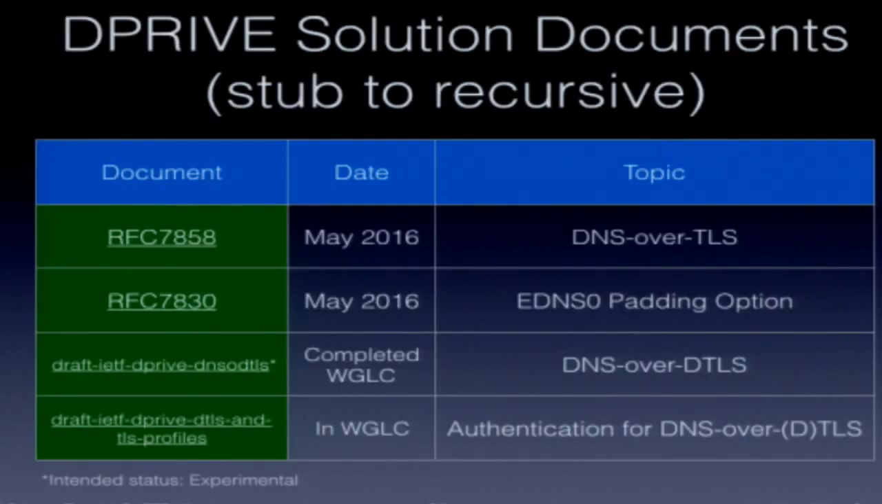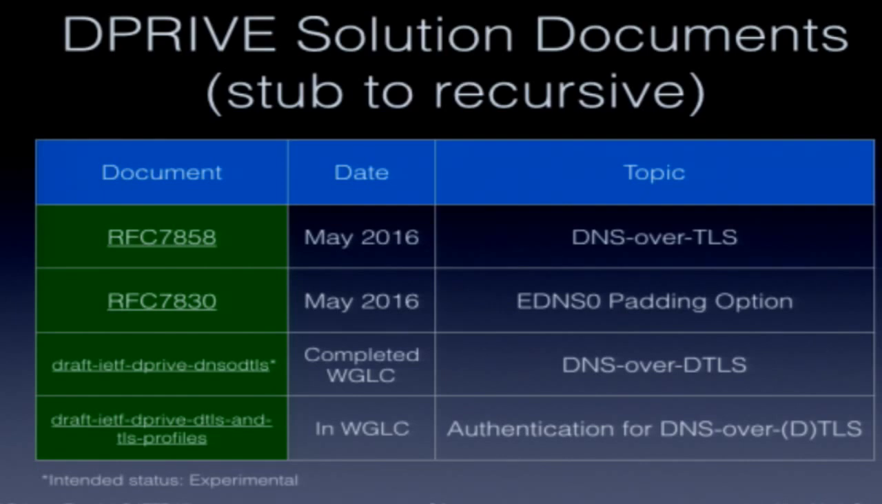Okay. So on this slide, I'm just presenting where DPRIVE is today in terms of the documents it has in the solution space for the stub to recursive part of the problem. So in May of this year, 7858 was published, which is a specification for DNS-over-TLS. Alongside that, 7830 was published, which is the EDNS0 mechanism so that you can pad a DNS query by an amount. There's more follow-up work to talk there about what algorithms to use to pad that, but at least we have the basic mechanism in place.